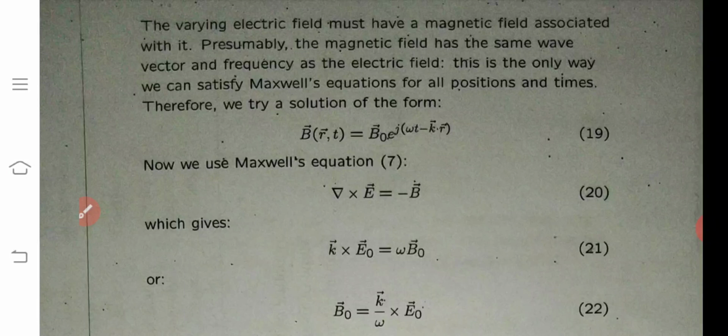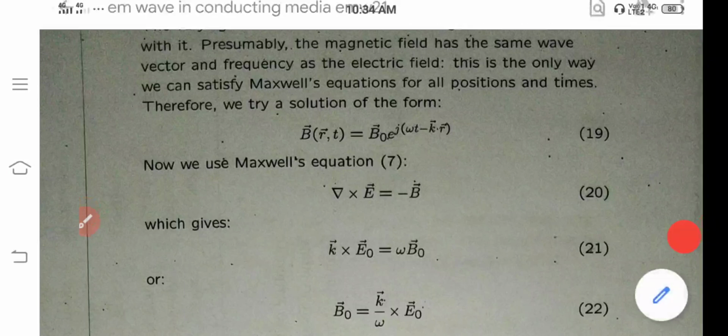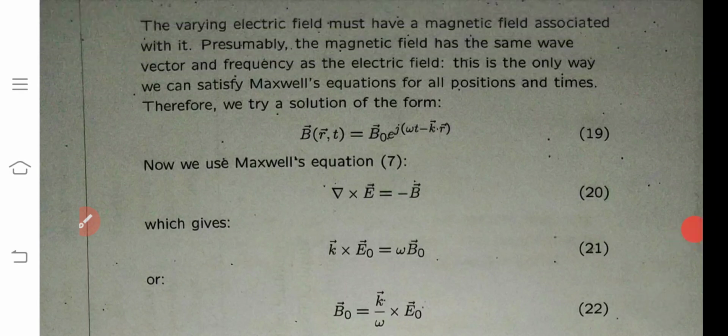The magnetic field with respect to position and time is B node e raised to the power j omega t minus k dot r. We put in Maxwell's equations, using Maxwell's equation del cross E equals minus dB by dt, which gives k cross E node equals omega B node. So B node equals k upon omega E node.